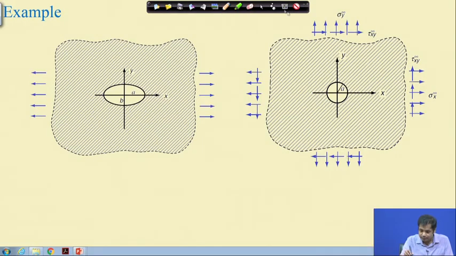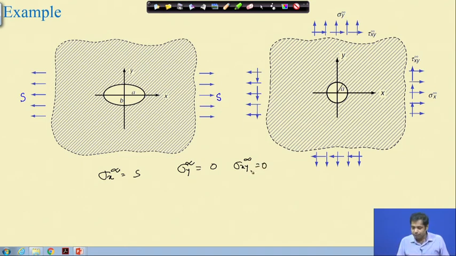Suppose now this is subjected to a stress S, in one particular direction. If we compare with the example that we did in the last class, then we have sigma x infinity equal to S, so in this direction we have stress, and sigma y infinity equal to 0, and sigma xy infinity also equal to 0. So only this stress you have, all other stresses are 0. Sigma xy or tau xy is the same.